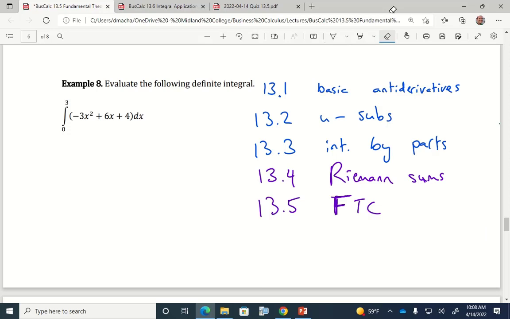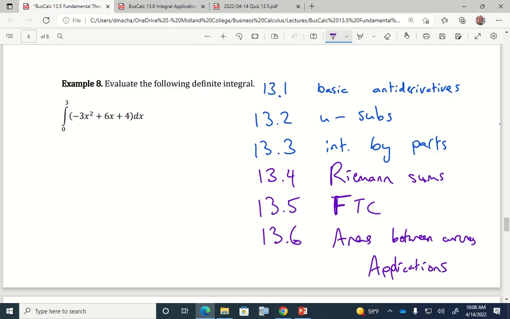Then after the fundamental theorem, today we're doing what we call areas between curves and some applications or word problems. So today is really just practice day, mostly. But that's all. That's the only stuff that's going to be on your test: 13.1 through 13.6.